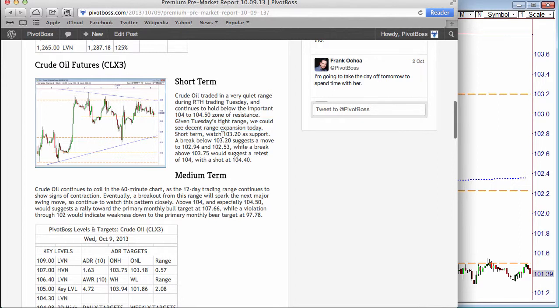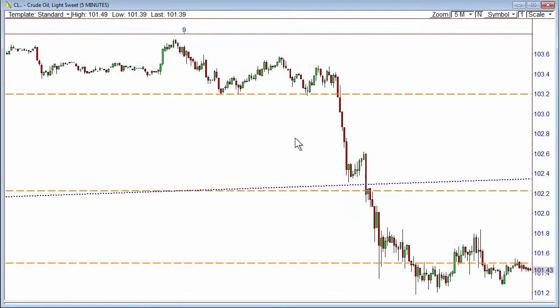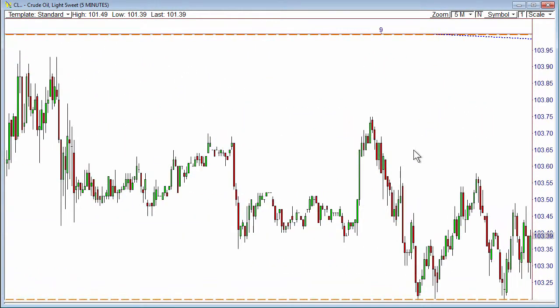So short term, watch 103.20 as support. A break below 103.20 suggests a move to 102.94 and 102.53. A break above 103.75 would suggest a test at 104 and 104.40. So I gave you the key levels to watch, 103.20 and 103.75. So if we look at the chart, this is this morning.